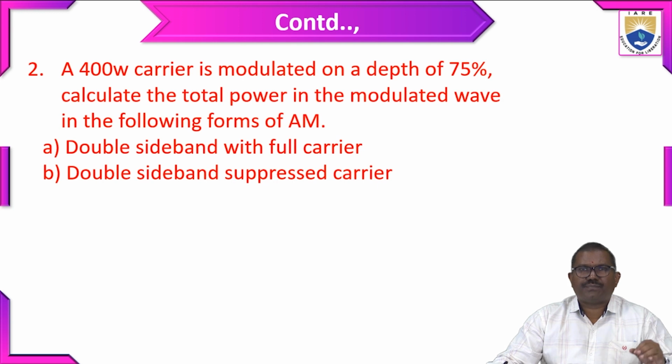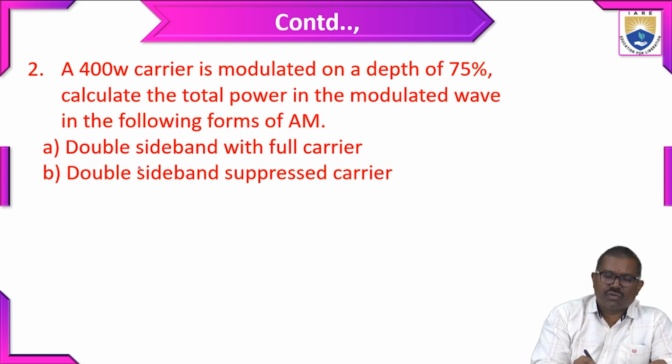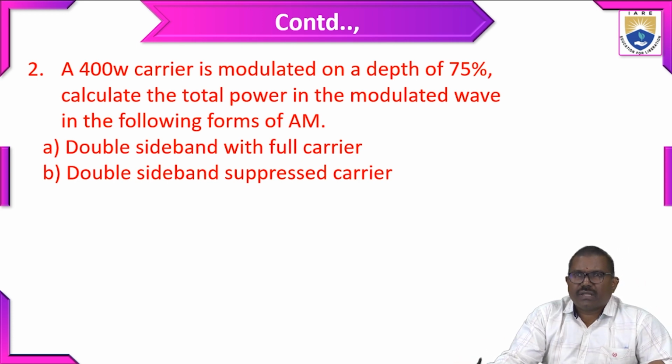Coming to the second problem. A 400 watt carrier is modulated to a depth of 75%. Calculate the total power in the modulated wave in the following forms of AM. One is DSB with full carrier and the other is DSB with suppressed carrier. Already we discussed that DSB with full carrier is nothing but AM.